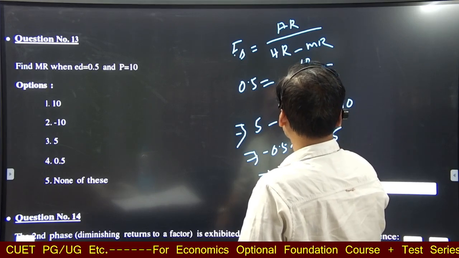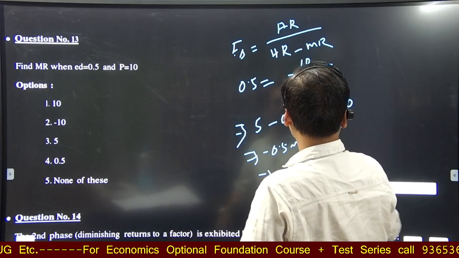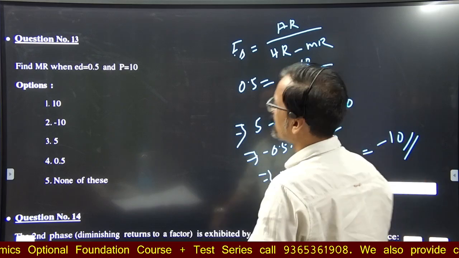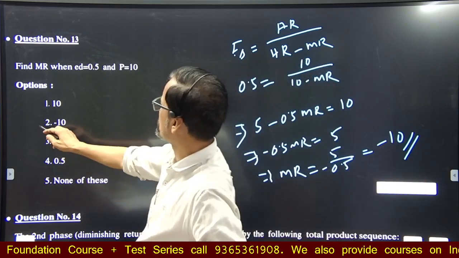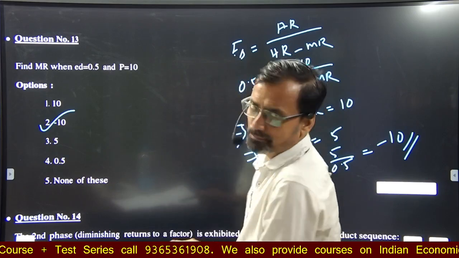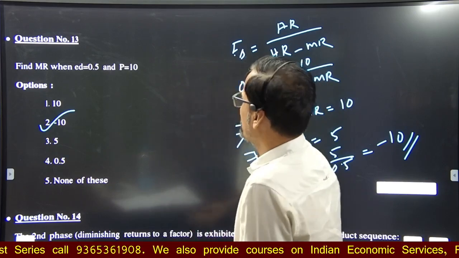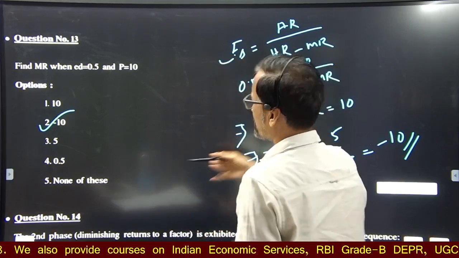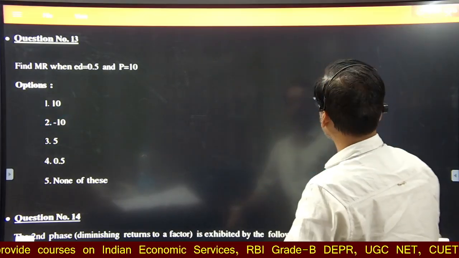So marginal revenue is equal to 5 by 0.5, so 10 minus 10. So the result is 2. This is the value of marginal revenue where elasticity of demand is given and price is given. Just applying this formula we can solve it. Very easy format.